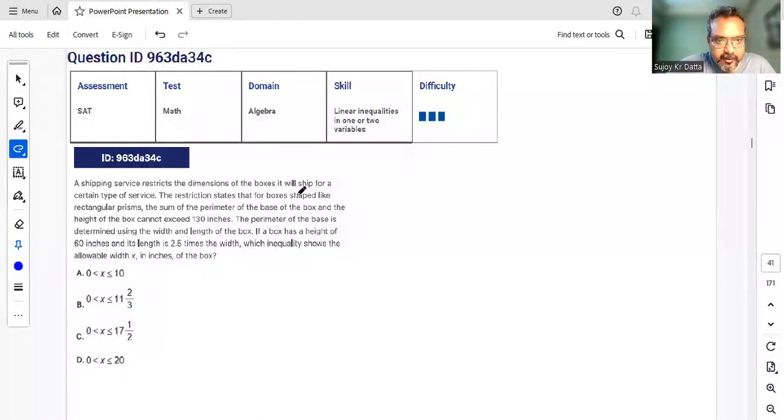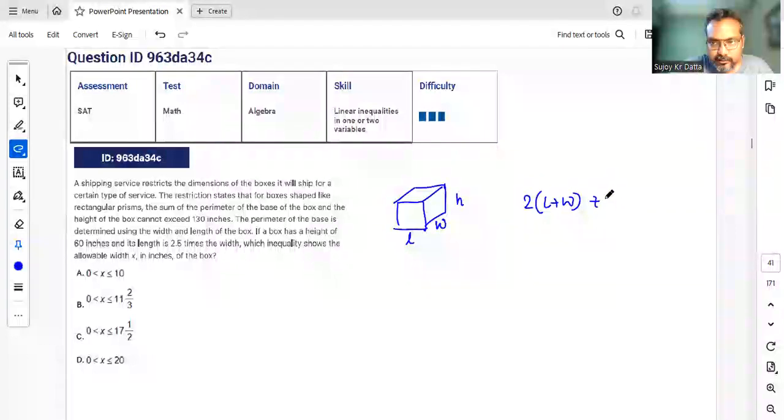A shipping service restricts the dimensions of boxes. The restriction states that for boxes shaped like rectangular prisms, these are rectangular prisms, okay? Cuboids or cubes. The sum of the perimeter of the base of the box, if it is length, width, and height, so the perimeter of the base is 2 times (length plus width), and the perimeter plus height should be less than or equal to 130.